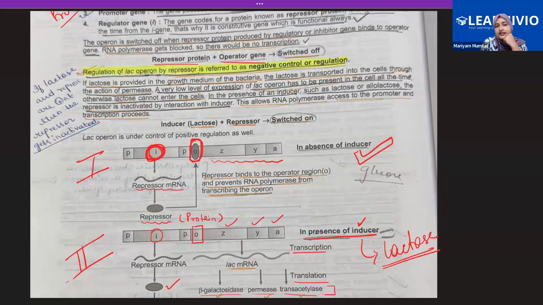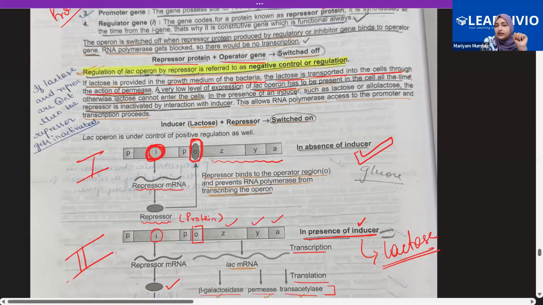See, if lactose is provided in the growth medium of the bacteria, the lactose is transported into the cells through the action of the permease. A very low level of expression of lac operon has to be present in such cells at that time, because otherwise lactose cannot enter those cells.